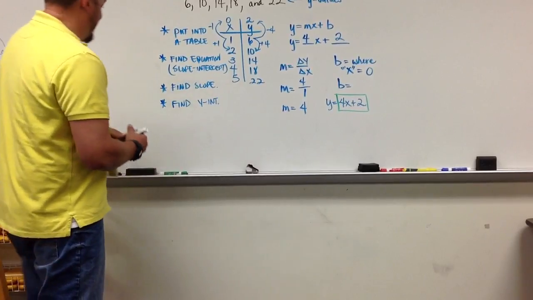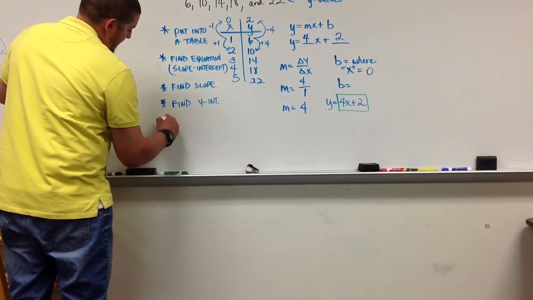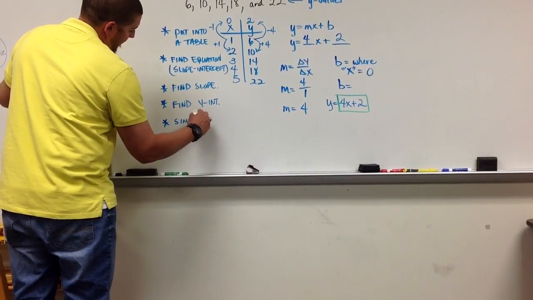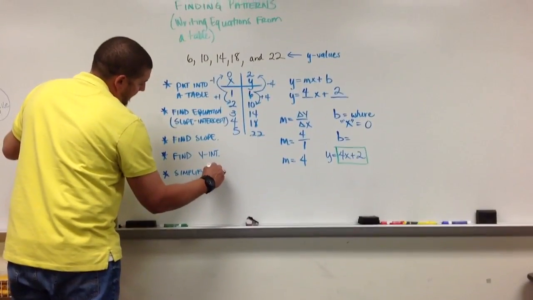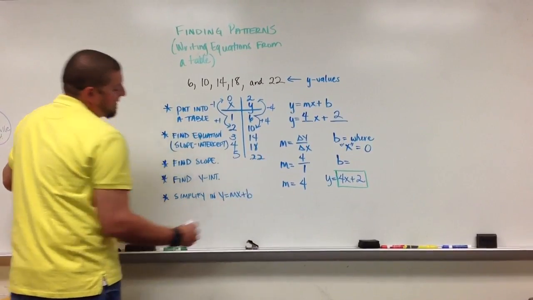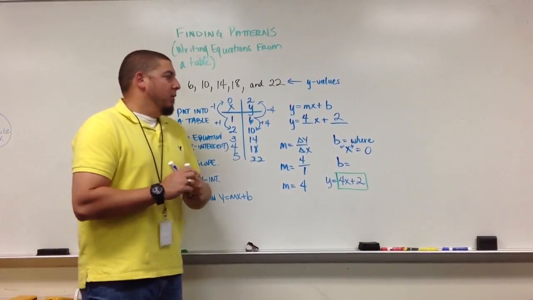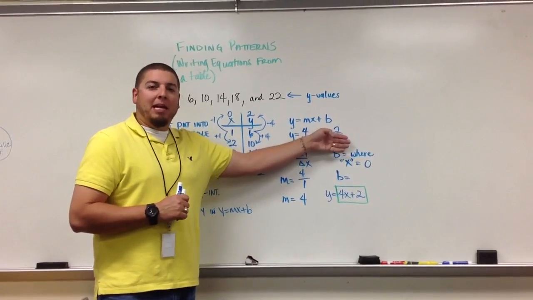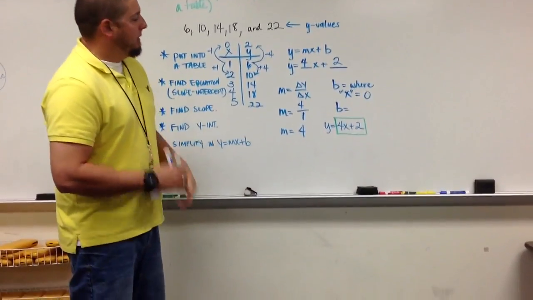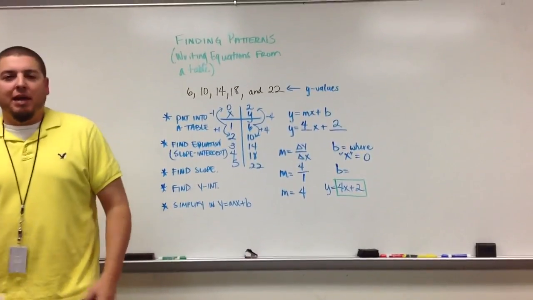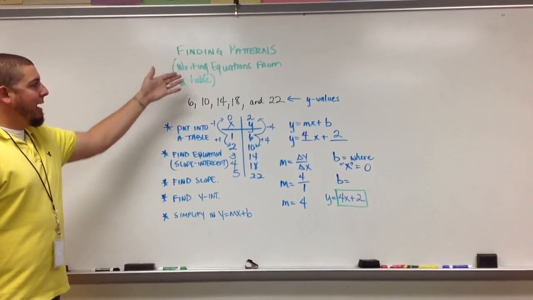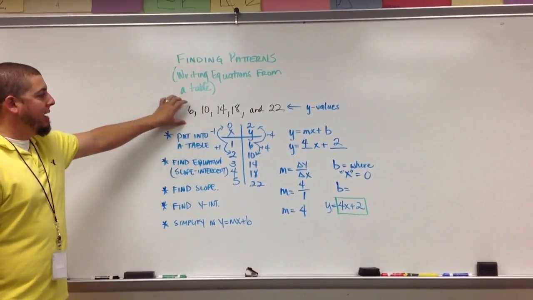And then finally my last step is to simplify in y equals mx plus b. The reason I say simplify is because sometimes when you do this particular pattern, you might end up with plus negative, and then you'd have a double negative. You don't ever want a double negative. Okay? And that's pretty much it. So that is finding a pattern, in this case, writing equations from a table. Even though it didn't give us a table, we created one.